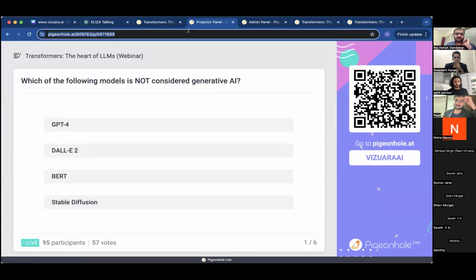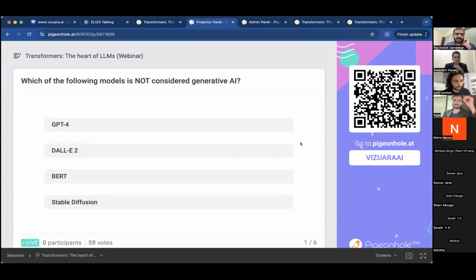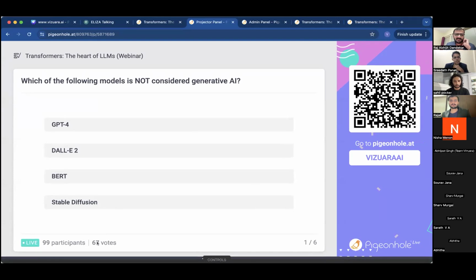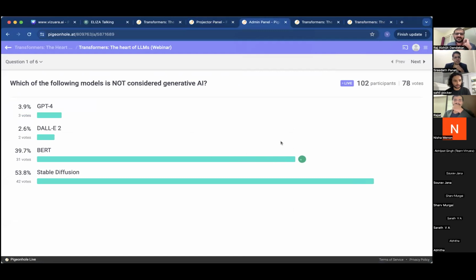So let me check what I'm seeing on this panel over here. I can see that there are these many votes. But now I actually want to see the leaderboard. See, this is the leaderboard which we see right now, and you can see that it is updating live over here. So, which of the following models is not considered to be generative AI? GPT-4 is 4.5%, DALL-E is 2.1%, BERT is 42.6%, and Stable Diffusion is 51.1%. So, there is a pretty good competition between BERT and Stable Diffusion.